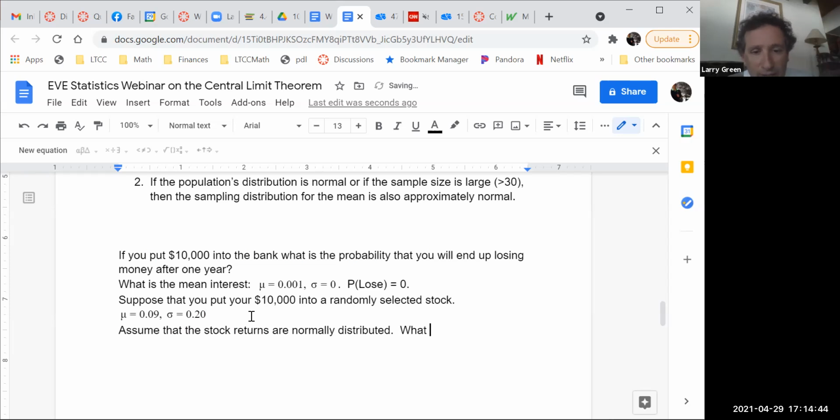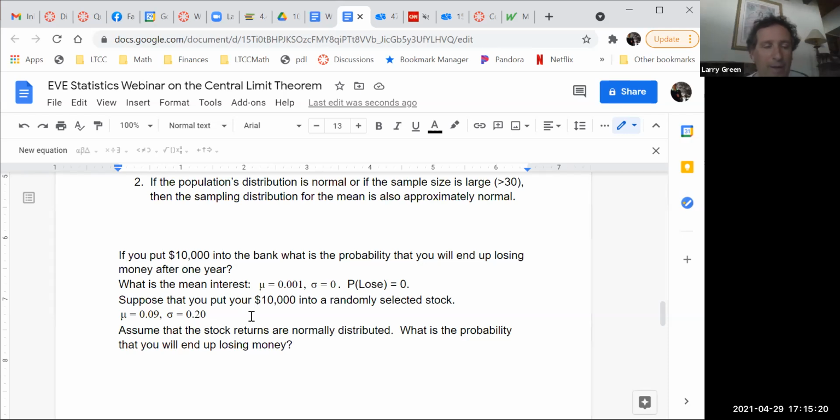So now what is the probability that you will end up losing money? Let's suppose, for example, you have $10,000 for next year's education, and you need that $10,000 or you're not going to be able to go to college. Got it? So you care a lot. You do not want to lose money. So we want that to be really low.